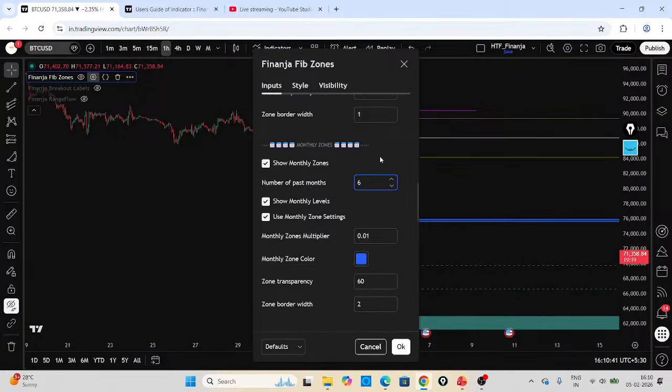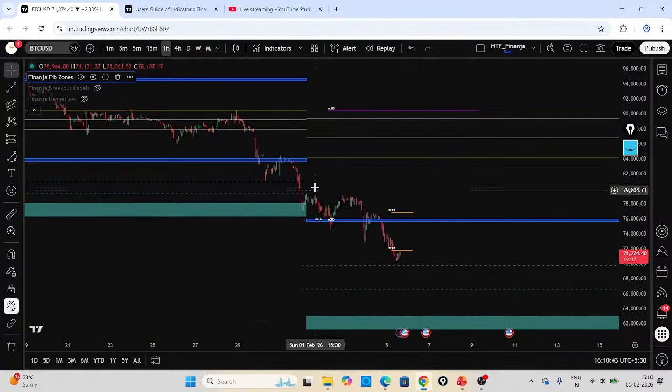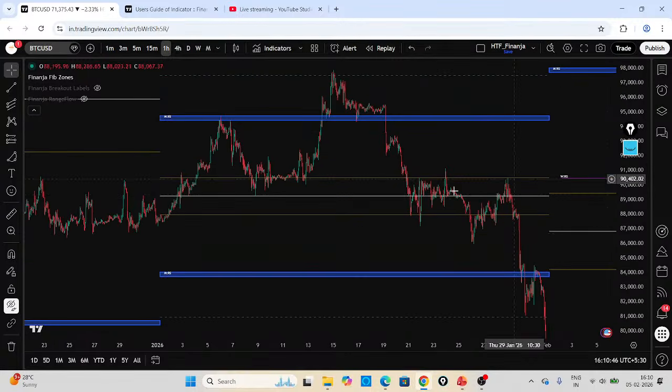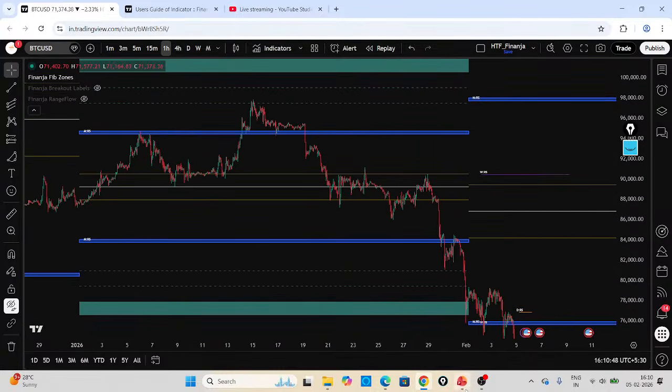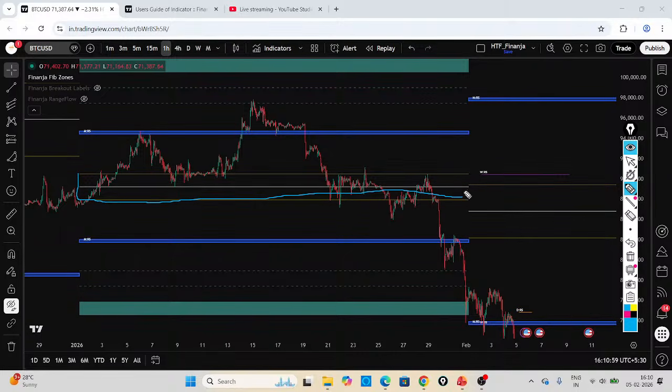Can I take a 6 months? Yeah. So as I mentioned here earlier, you can see these are the important zones for us. I'll be waiting for the proper price action on these zones only.